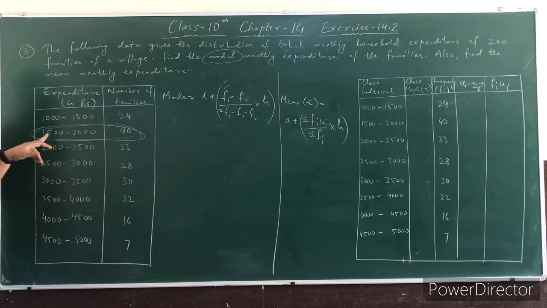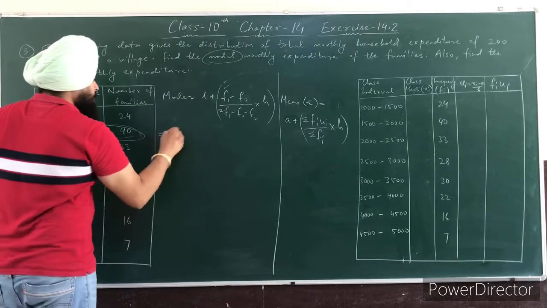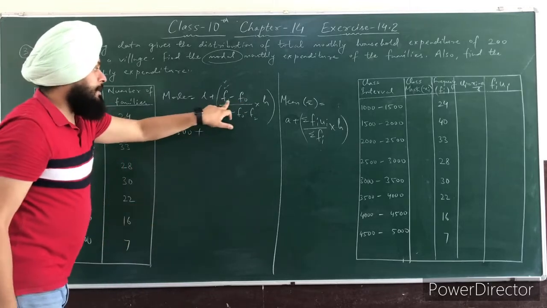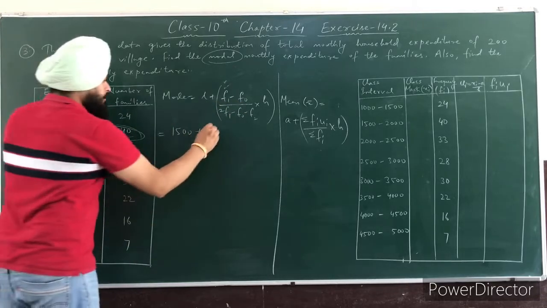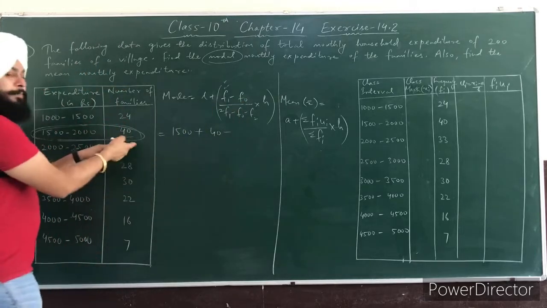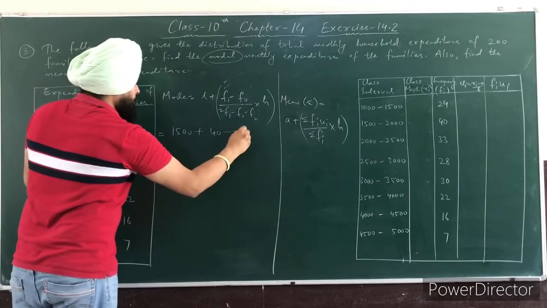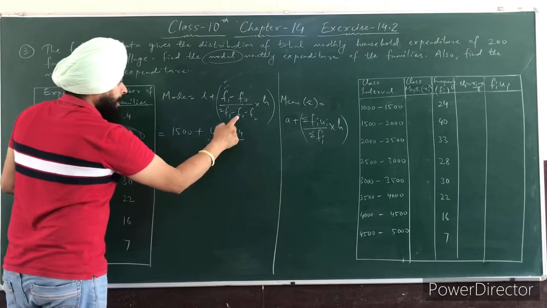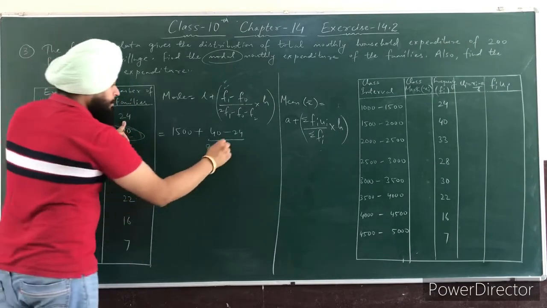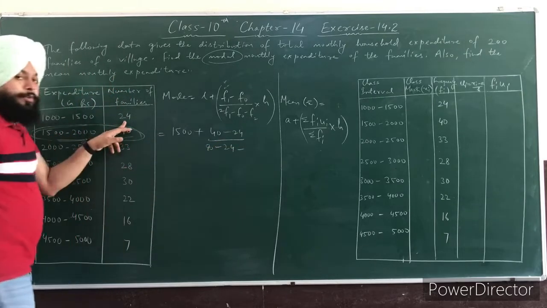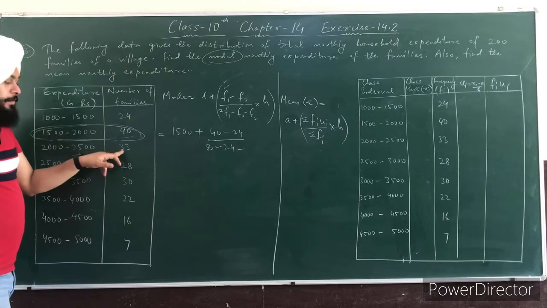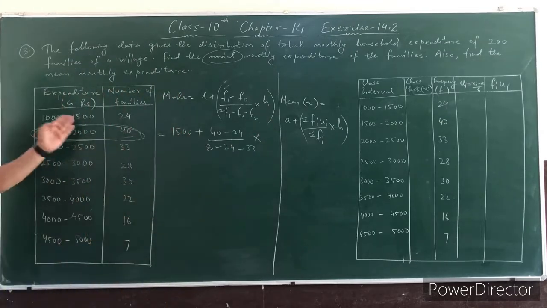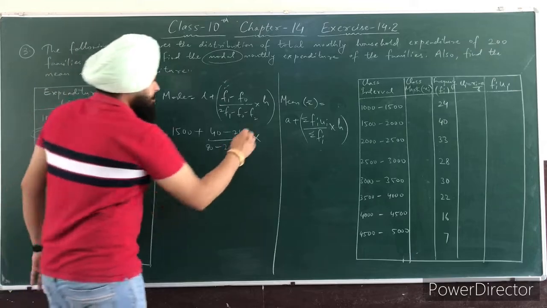So the lower limit is 1500. So right here, 1500 plus (f1 minus f0) by (2 f1 minus f0 minus f2) into h. f1 is the frequency of the model class, 40. f0 is the frequency preceding the model class, 24. 2 f1, so 2 into 40 is 80, minus f0, which is again 24, minus f2. f2 is the frequency succeeding the model class, so it is 33. And h is the class size. So the class size in this interval is 500.